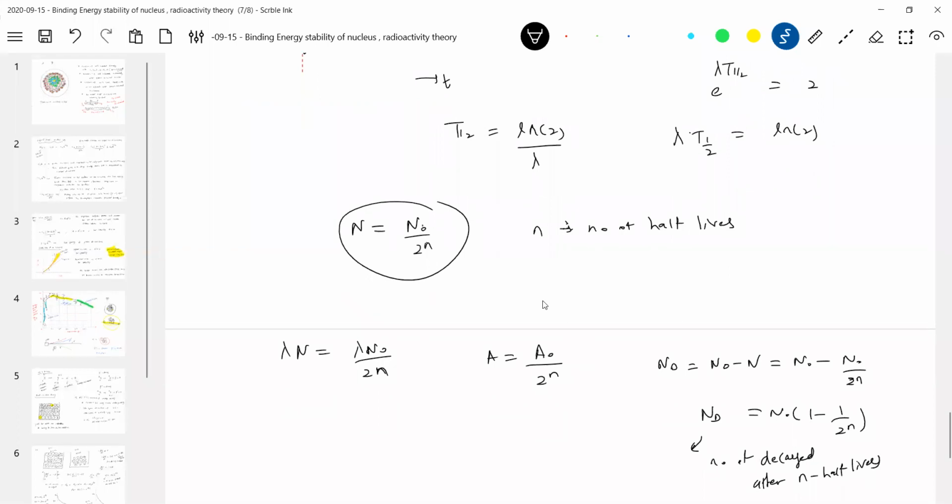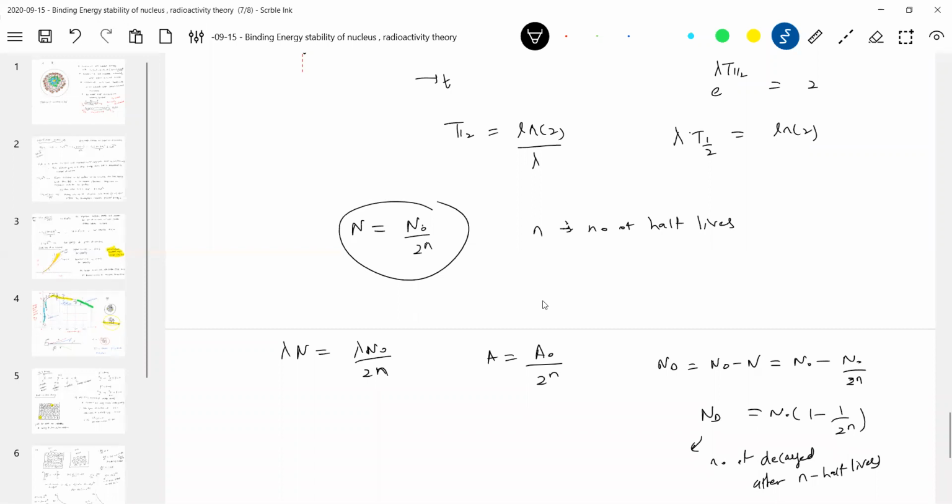Do remember, the number decayed after n half-lives, you should not write N naught by 2 to the power of n. That is the number present, the number survived after n half-lives. How many nuclei decayed after n half-lives? You should write N equal to N naught into 1 minus 1 by 2 to the power of n. So these are some generalized formulas which will be used.